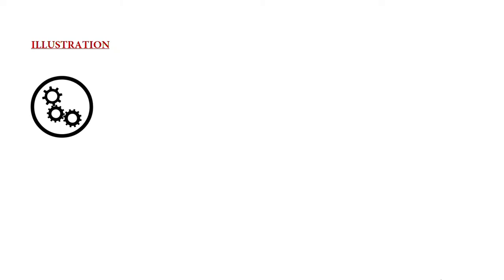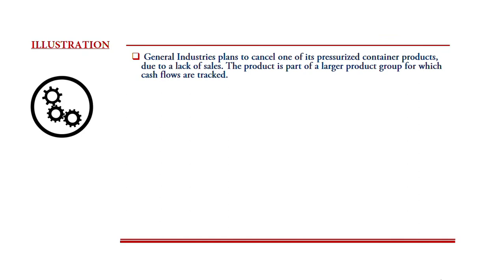Okay, let's take a look at illustrations to better understand the determination of discontinued operation. General Industries plans to cancel one of its pressurized container products due to lack of sales. The product is part of a larger product group for which cash flows are tracked. So since General does not track cash flows at the individual product level, there is no need to classify the operations related to the single product as a discontinued operation.